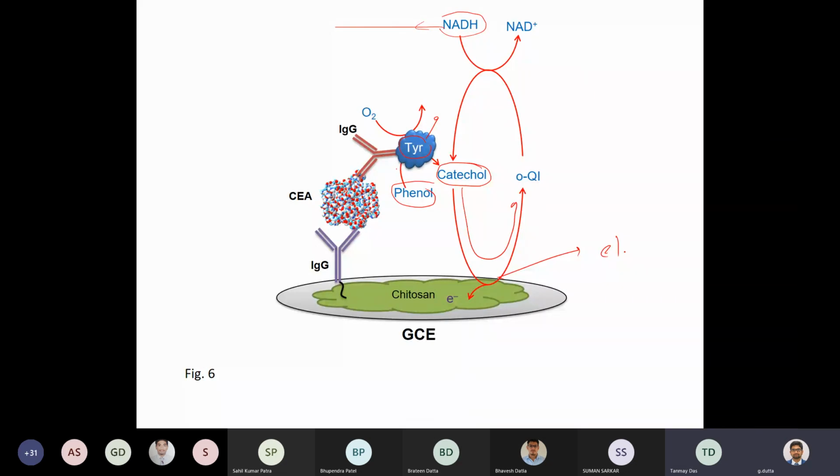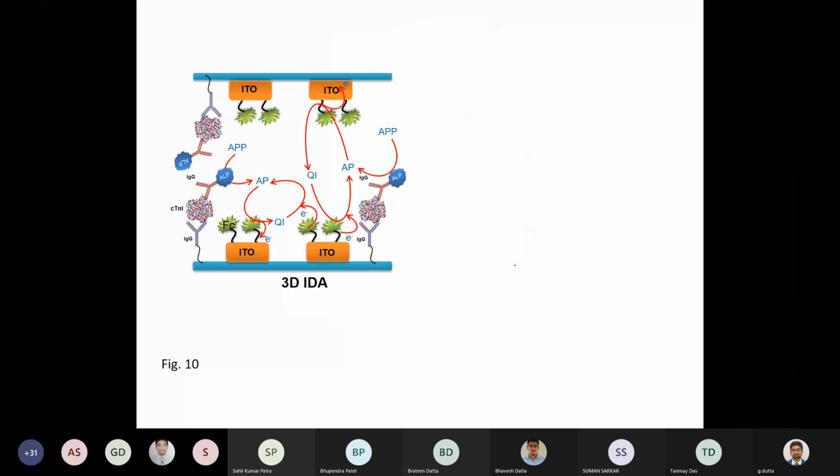This is electrochemical, EC, and here is the chemical. So this is the EC reaction. Okay, done. Now, something new here.